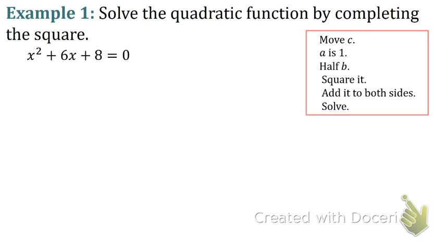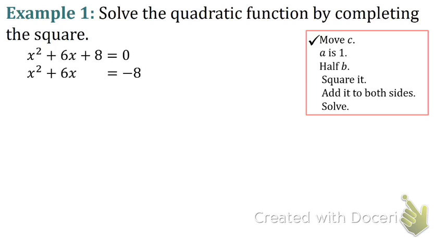So here are our steps. The first thing we want to do is we want to move c. Our c is 8. So to move 8, we need to subtract it from both sides, producing x squared plus 6x equals negative 8. So now we've moved c.